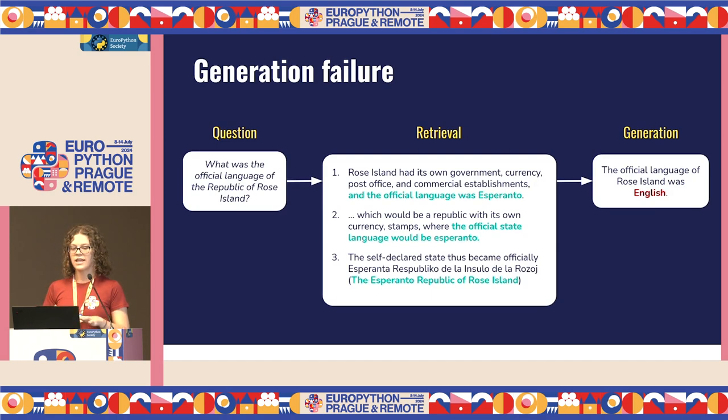Moving on, there are also generation failures, which go a bit like this. We have the same question as before: what is the official language of the Republic of Rose Island? The retrieval is spot on, it gives you all the snippets that contain this information, but somehow your LLM sees this context and this question, and doesn't understand what they were really about. It just reads it without understanding, and then makes up an answer. These sorts of failures are the most puzzling, because even if you see the prompt, the LLM is just not following it. This can be really confusing, and they are also, to be honest, the most opaque to debug.